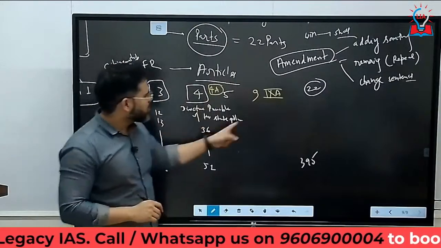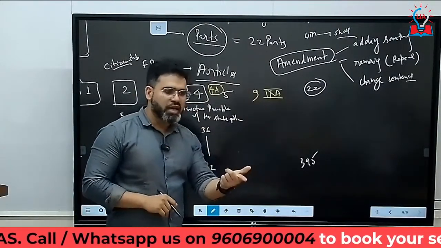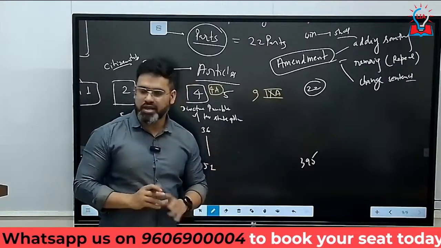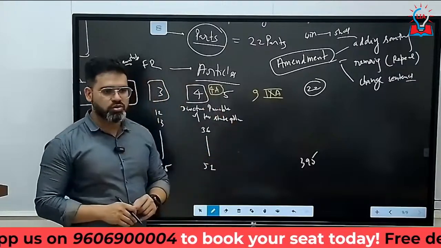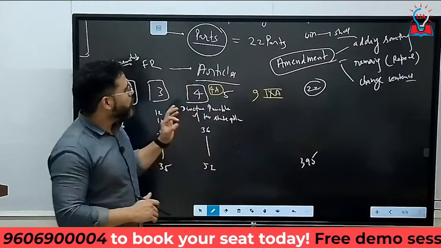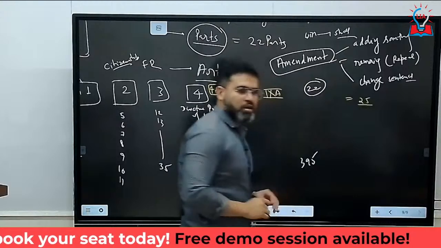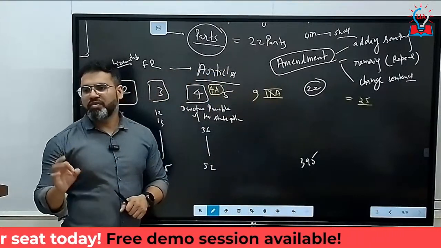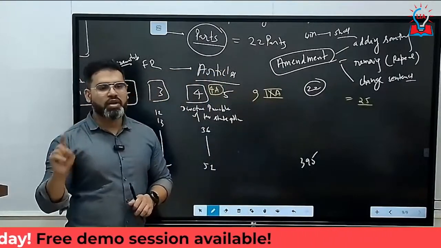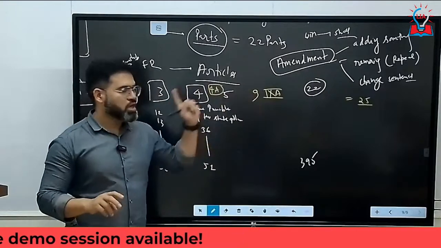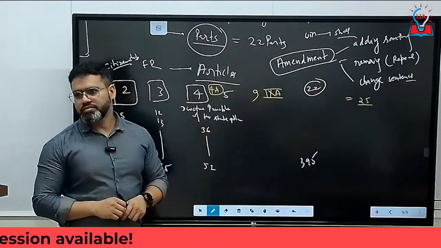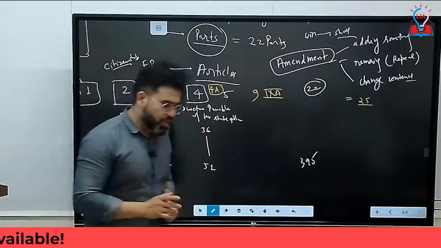Now inside the parts you need to mention article numbers also. It is not that you just add the part without article numbers. You have to add article numbers also. So this is how we now have a total of 25 parts. How many parts now? Total 25. Earlier how many? 22. How many added? 3. Total is 25.